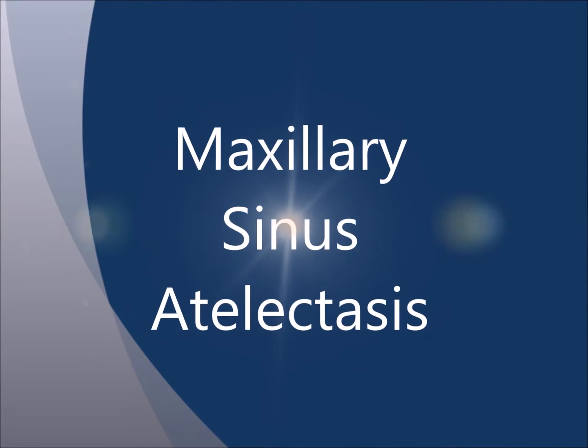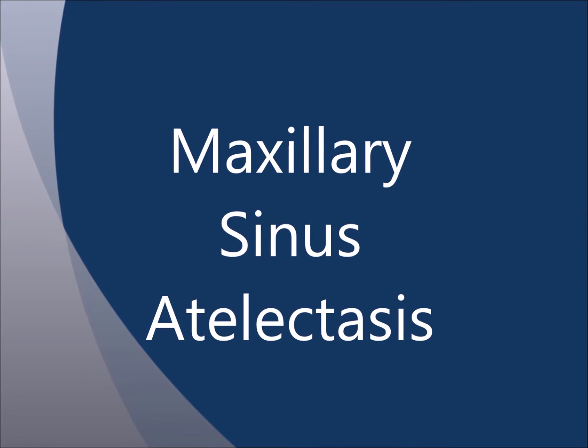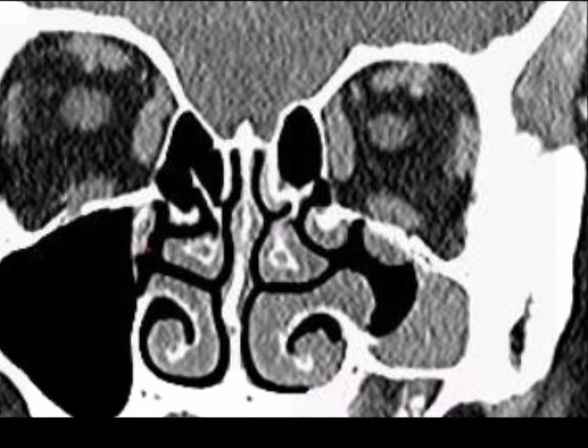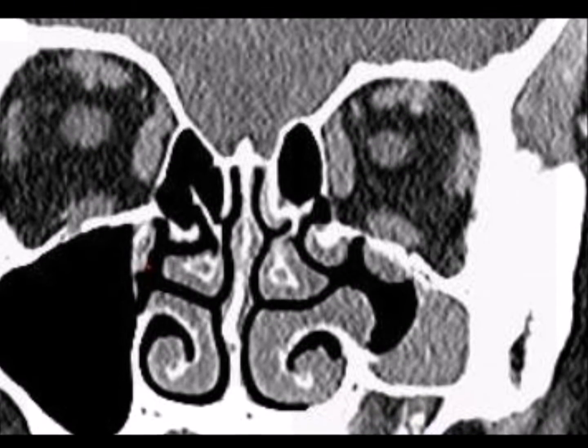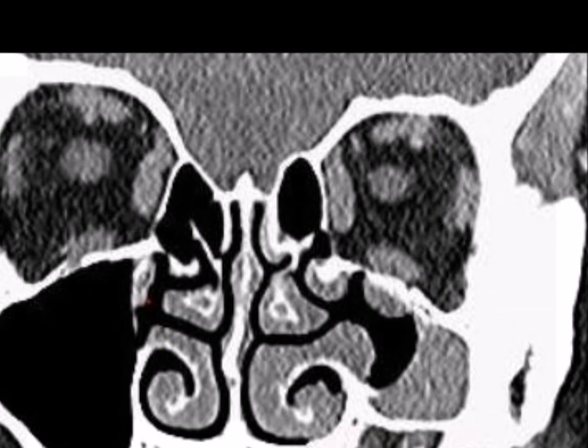Hello and welcome to this video where we will go over an example of maxillary sinus atelectasis. The patient in question presented to an outside hospital initially with left periorbital cellulitis and was diagnosed as having sinusitis in an operated upon maxillary sinus.